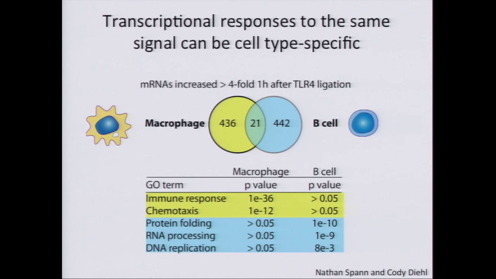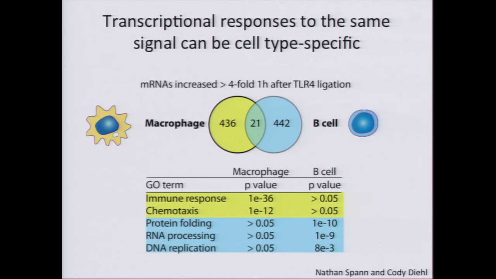And what I'm illustrating here is the ability of two different cell types to respond to the same signal in a very dramatic fashion. And here I'm illustrating macrophages and B cells. So macrophages are an immune cell that's involved in innate immunity. Among other things, they have the ability to recognize and kill bacteria. B cells are a cell within the adaptive immune system. They're specialized for making antibodies.